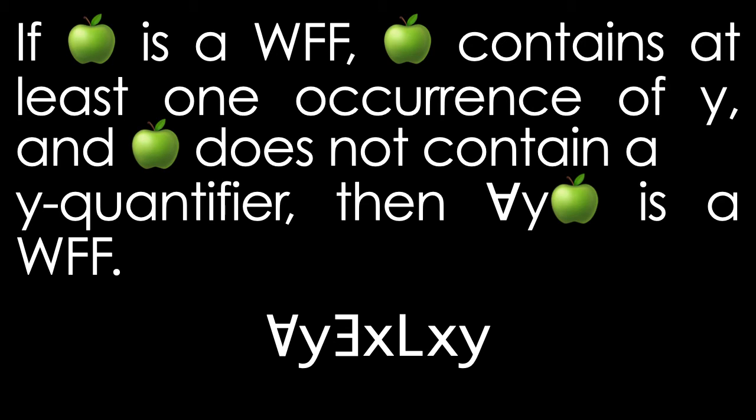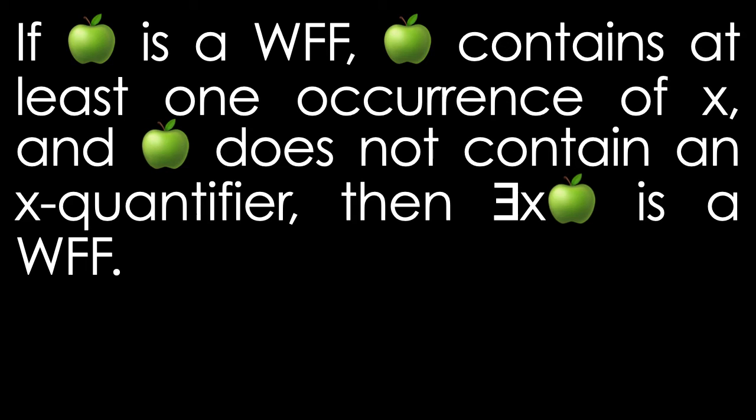If you have exists x Lxy, there's an occurrence of y in it. It doesn't have a y quantifier yet, so you can put for all y out front and produce a well-formed formula. The existential quantifier works in the same way. If you have a well-formed formula, if that formula contains at least one occurrence of a variable x, and it doesn't contain an x quantifier yet, then you can put exists x in front of it, and the result is a well-formed formula.